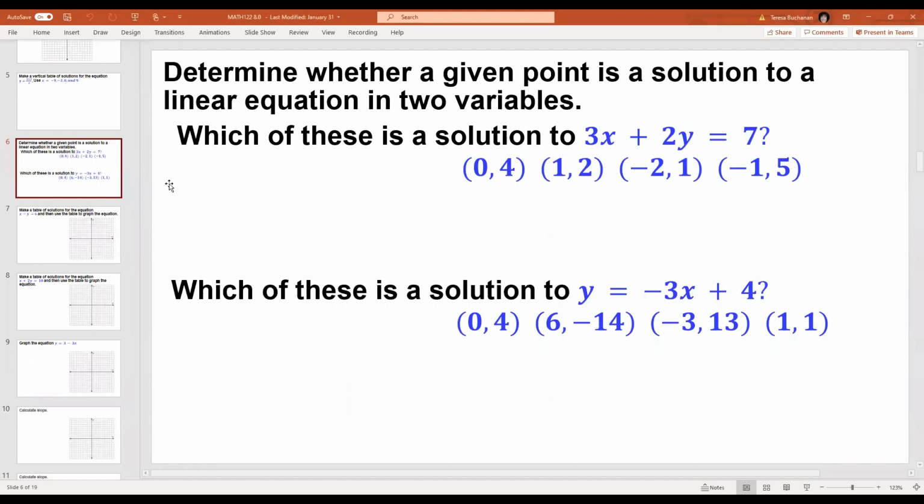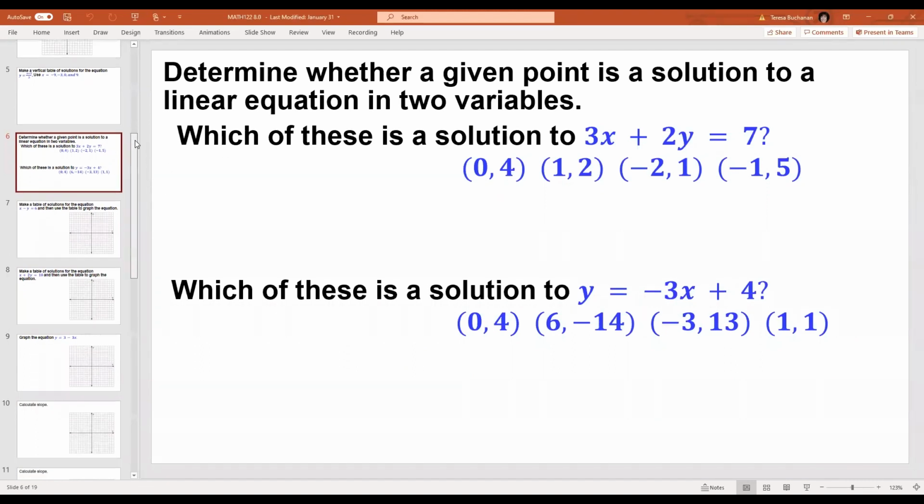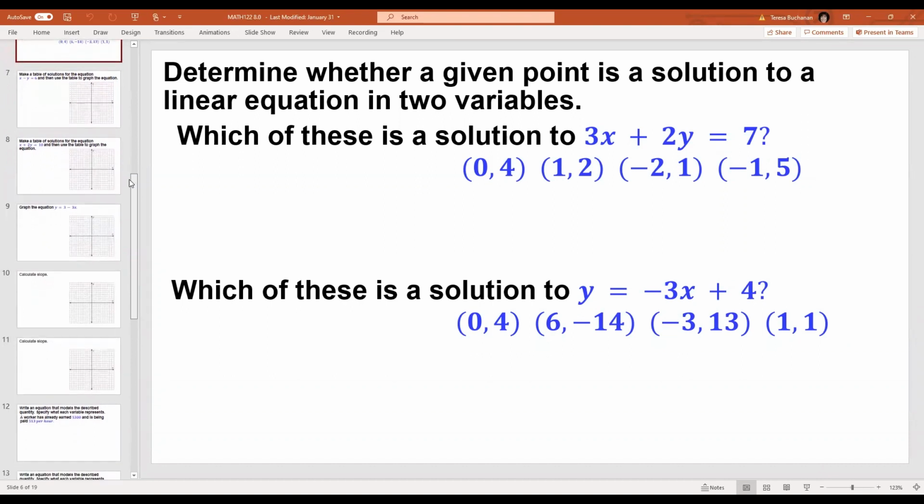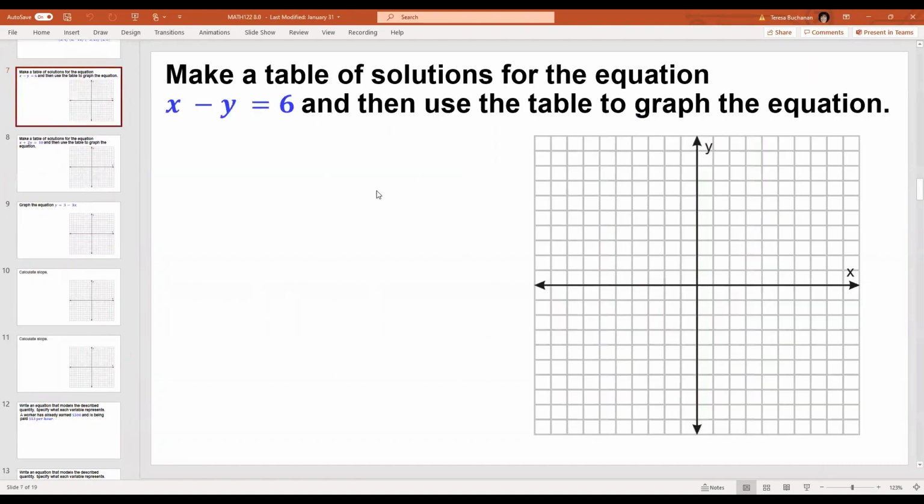So I really would like to be able to say how many of you remember this. So I'll try to get a feel for that when we get back in class next time here on day 9. Make a table of solutions for the equation x minus y is equal to 6, and then use the table to graph the equation. So this says, again, figure out some x's and y's that work. To make a graph here, you might need 3, 4, 5 points. You know, you want at least 3, but several is needed.